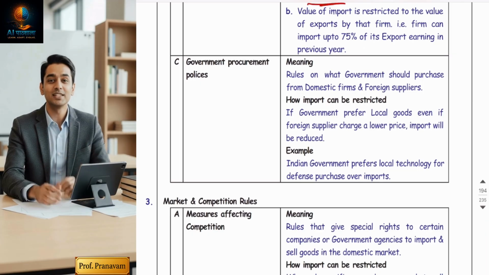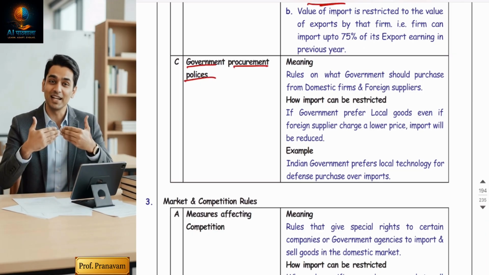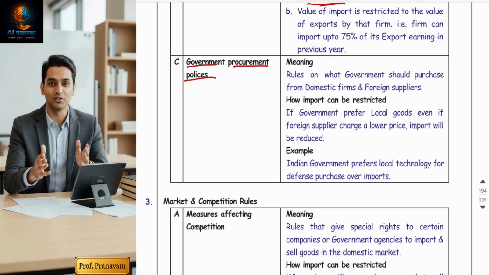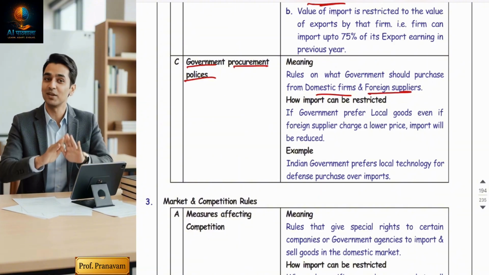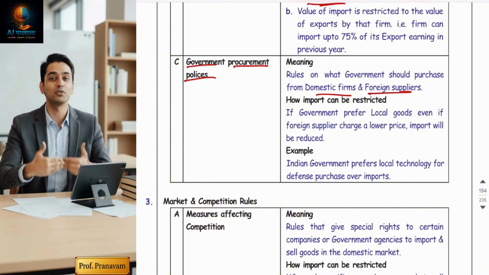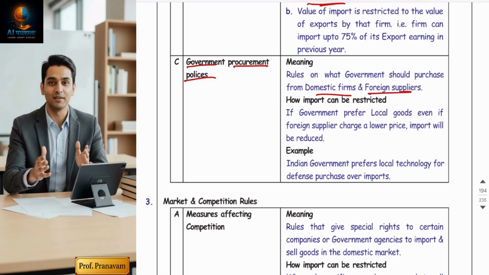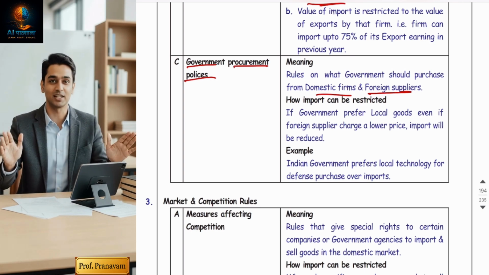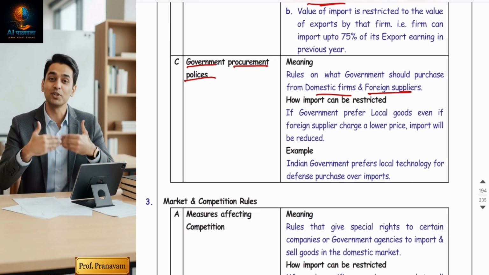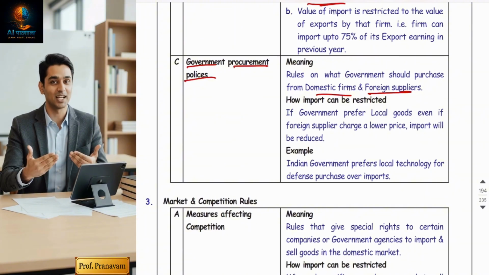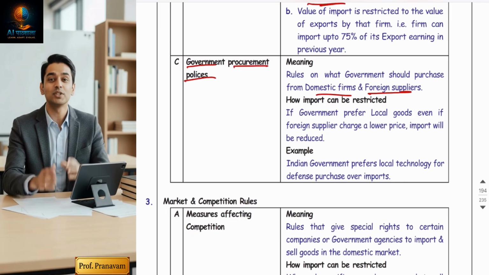Next, government procurement policies. Government procurement policy, guys, what is the meaning? Government prefers domestic suppliers even if foreign suppliers offer lower prices. Meaning, the government is going to give priority in purchasing whatever they require. Government is again one of the major consumers in India. So the government will make a rule that whatever we purchase, we will always purchase from domestic producers only, even though foreign goods available in India are completely cheaper, because here the government wants to support domestic firms.